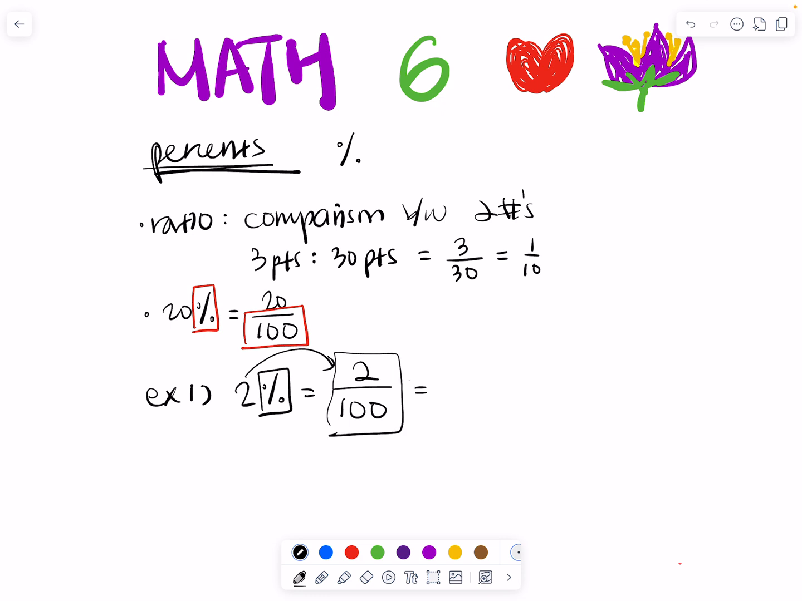And then you would always want to reduce fractions, which reduces down to, we can divide 2 and 100 by 2, right? So 1 over 50. That's the furthest you can go. So this is the equivalent fraction of 2%. Now, sometimes I ask you to find the equivalent decimal of a percent, right?